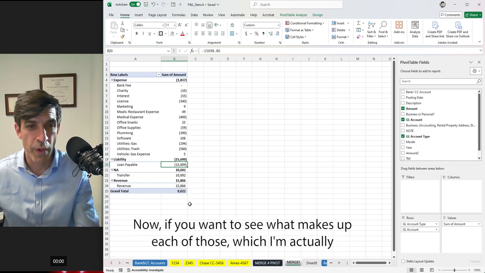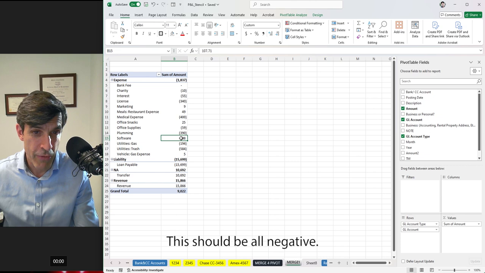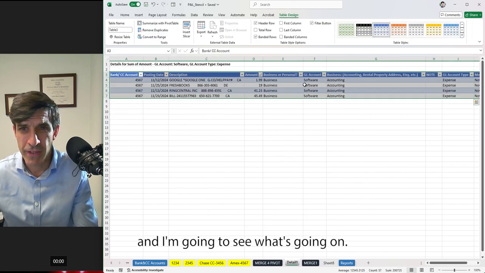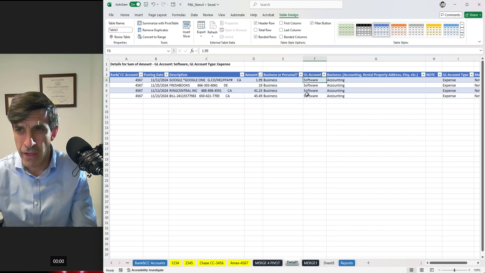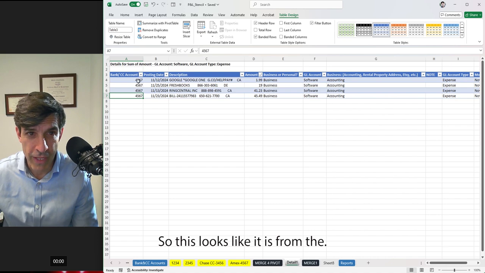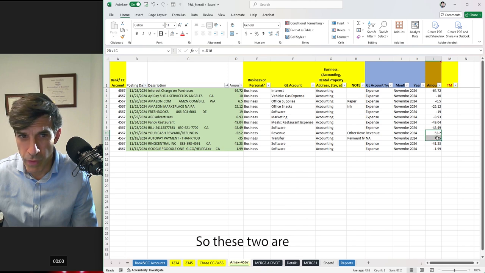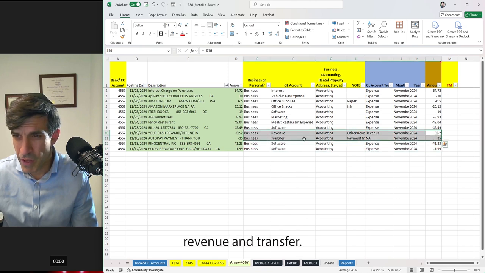Now if you want to see what makes up each of those, I'm actually kind of curious why there's a positive $9 and positive $108 in software; this should be all negative. So I'm going to double click inside of here and see what's going on. Looks like, what are these? This is from account 4567. Interesting. So these two are revenue and transfer.